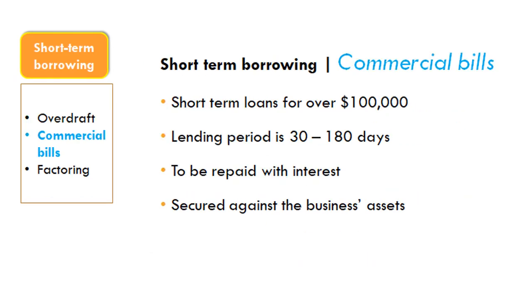Now the next one here that we're looking at are commercial bills. Now with commercial bills, short-term loans for over 100,000, the lending period is 30 to 180 days. Obviously there's interest that you need to repay, but this time it's secured against the business's assets. So you're putting something down as a surety.